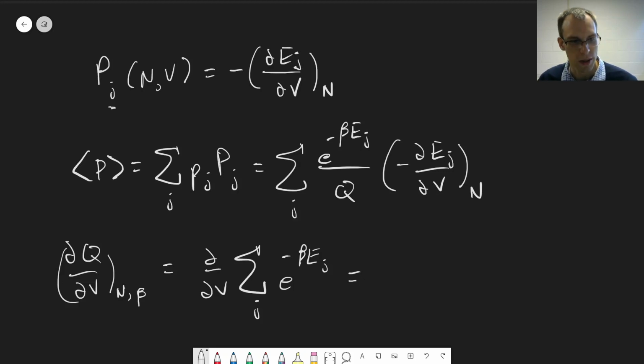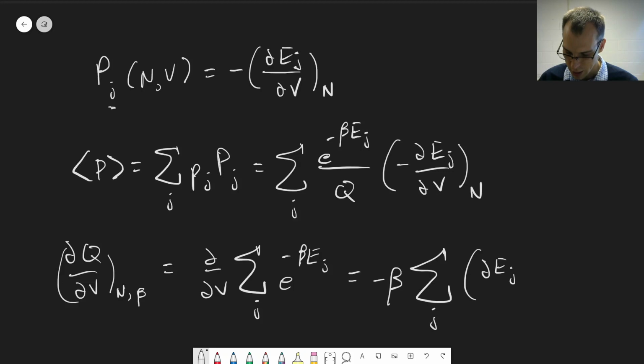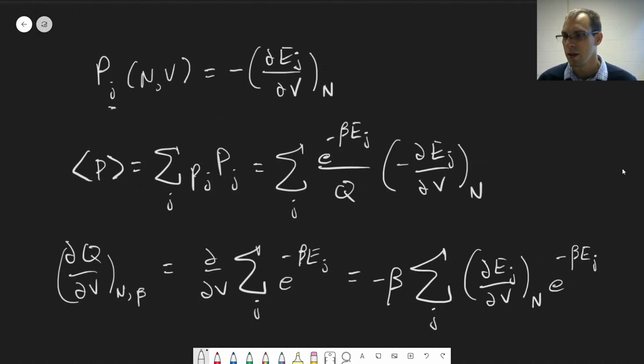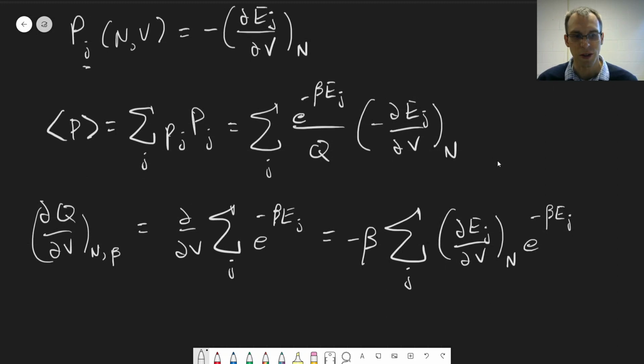Okay, so we take the derivative here, we get minus beta, because our energies are going to depend on volume in some ways. So we'll have, we don't know what the derivative is, but we have dE_j/dV at constant n times e to the minus beta E_j. And this is using the properties of derivatives of exponentials. So we have the chain rule going on here, right? We take the derivative of this function times the derivative of what's inside of here. So that's where this negative beta is coming from.